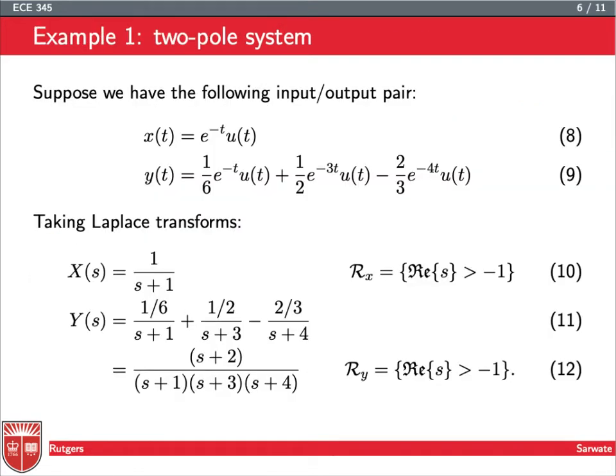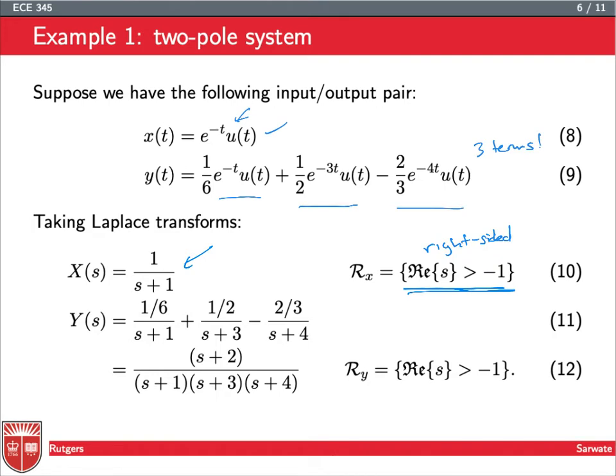Okay, so let's look at another example. Here we have x of t equal to e to the minus t u of t. This gives us X of s equal to 1 over s plus 1, and the ROC is right-sided. Then we have y of t, which is now more complicated. It's got three terms. Scary, right? But we have an e to the minus t u of t, which corresponds to this one here, and then we have two more terms, an e to the minus 3t term and an e to the minus 4t term.